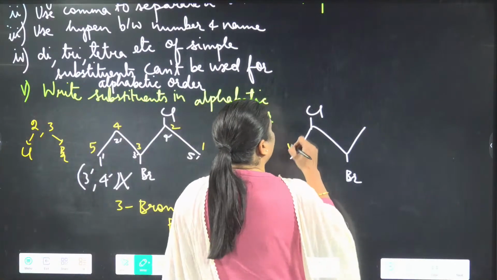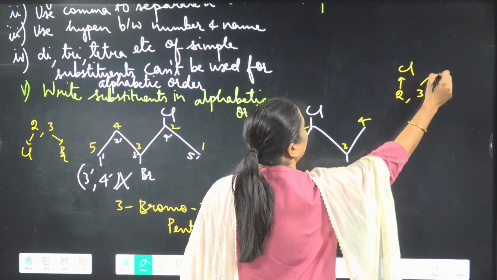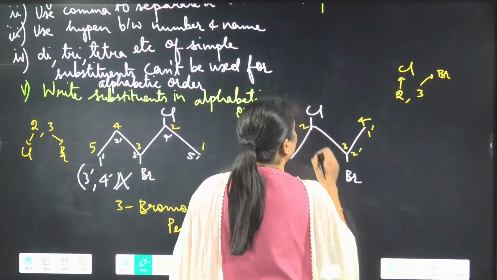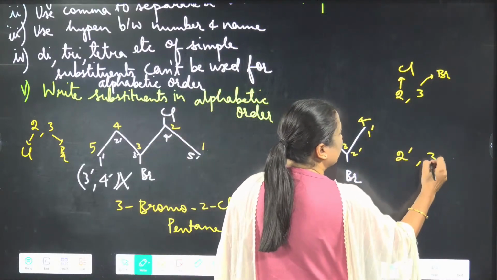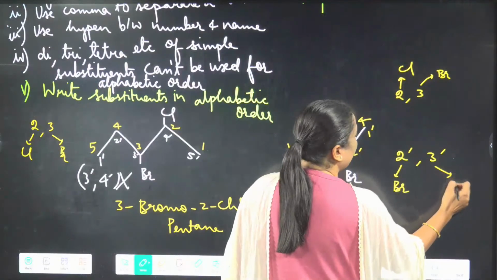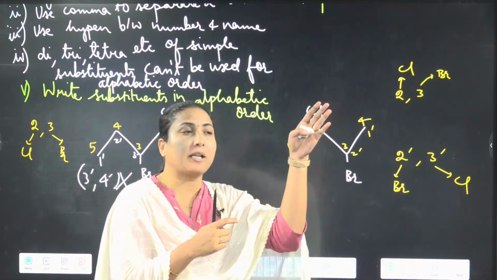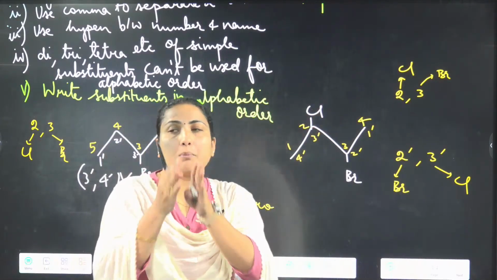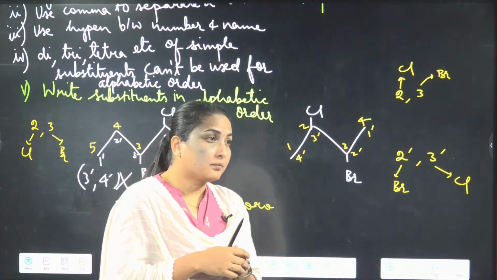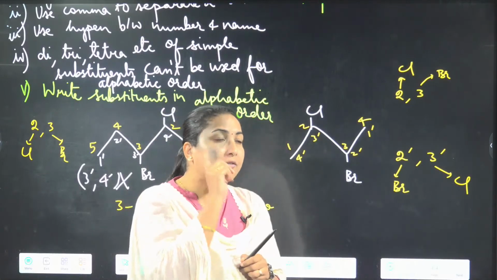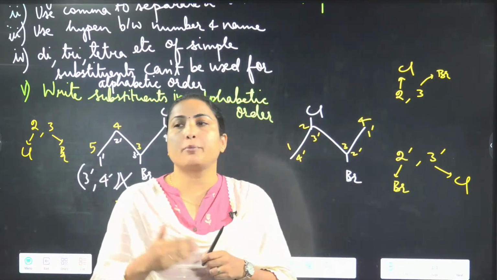Here 1, 2, 3, 4. Then I am getting 2 for chloro, 3 for bromo. I can also go like this, 1 dash, 2 dash, 3 dash and 4 dash. This time I am getting 2 dash and 3 dash, 2 dash for bromo, 3 dash for chloro. I got the same set of locants. So remember, maximum number of carbon atoms. If that becomes same, then go for maximum number of substituents. If that also becomes same, then go for the lowest set of locants. If that is also same, then you have to go for the one which is coming earlier in the alphabetic order. It should be getting lower number.